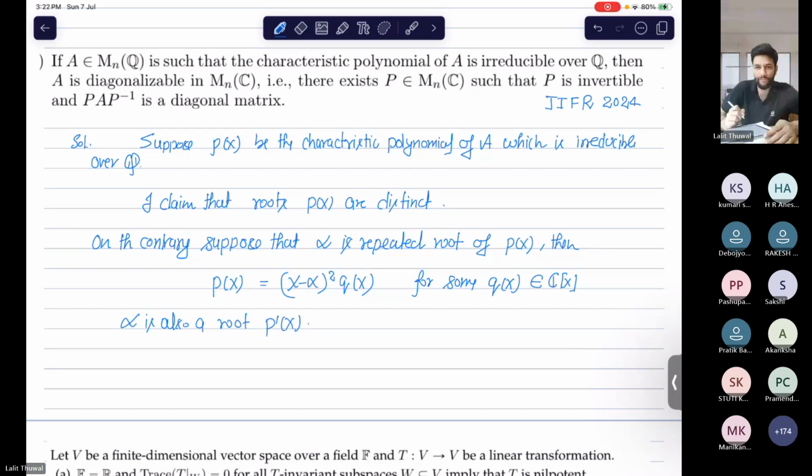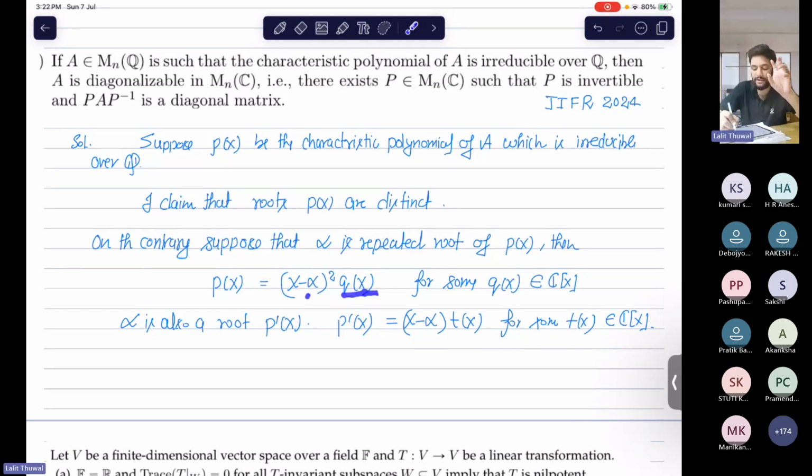So this implies that P dash x is equal to (x minus alpha) into t(x) for some t(x) in C[x], right? Why have I written C[x] here? Do you know that alpha is a root over C, right? So the polynomial need not be over Q. It must be inside C. It might be over Q also, but it must be over C.